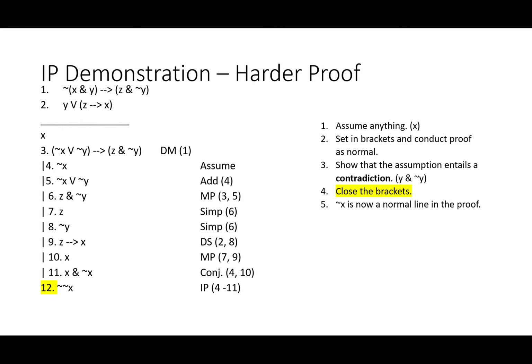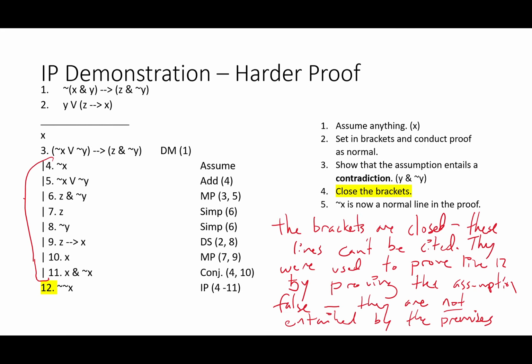Notice that line 12 does not have a bracket. We've now got not x. The brackets are closed. All the lines in there can't be cited. They were used to prove line 12 by proving the assumption false, and they did that. Everything in there is merely evidence for line 12, not x. And this proof is almost, but not quite done.